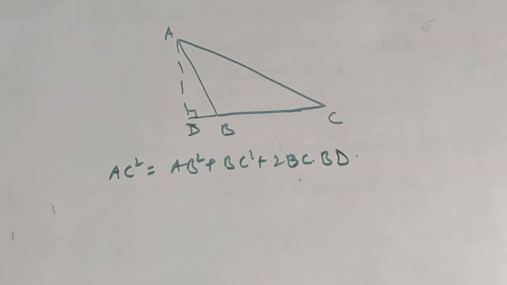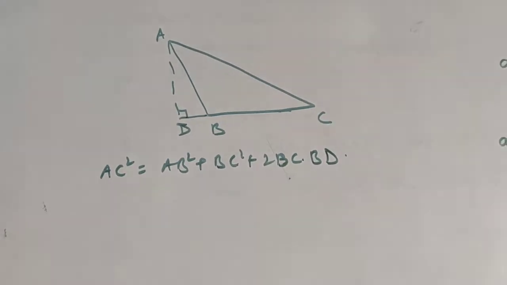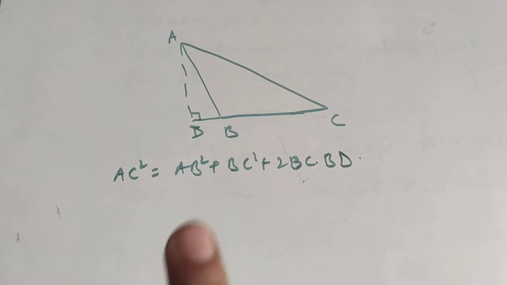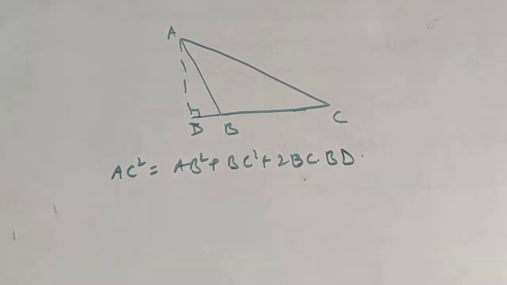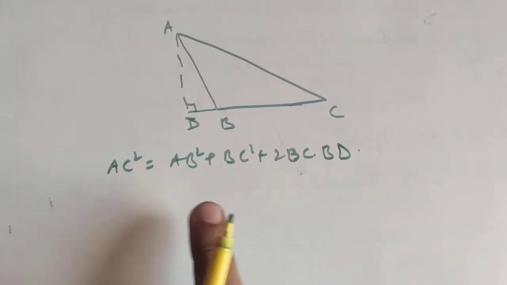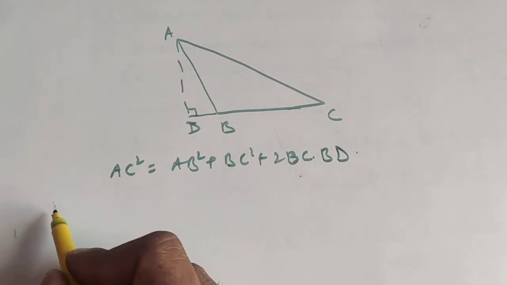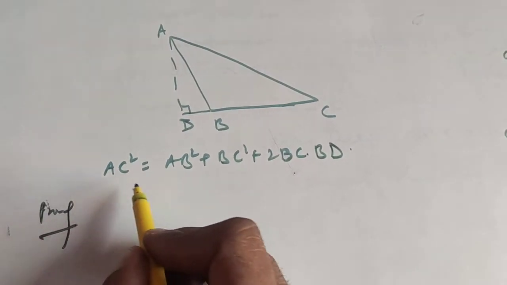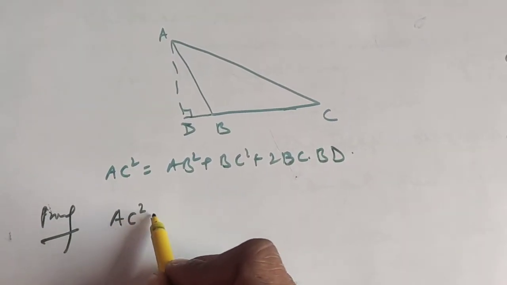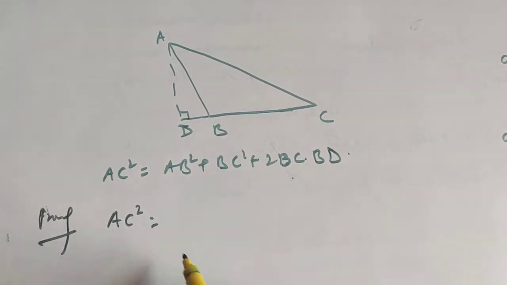Of the topic Pythagoras theorem, here we have one more example. ABC is an obtuse angle triangle, AD is perpendicular to BC, and we have to prove this. To prove this, first we will find out AC square. What is AC square? From the given things we can have.